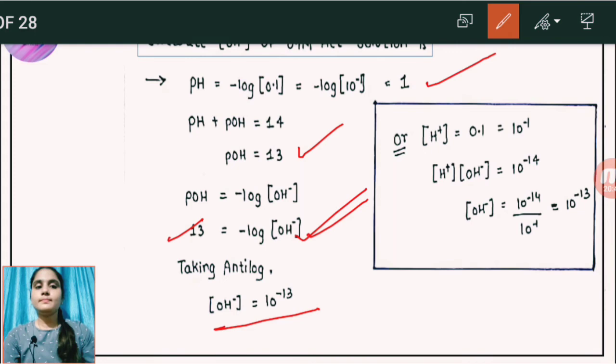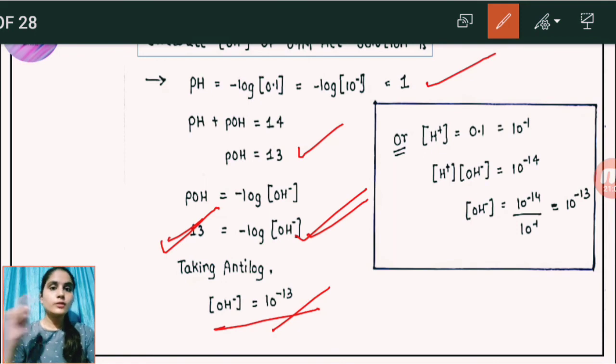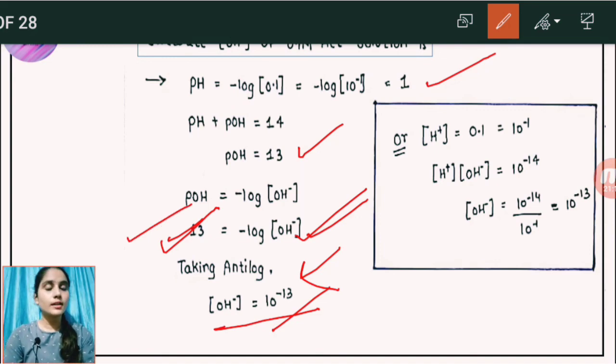As we know, antilog means, select any number. For example, you will have to find a number having a log of 13. Which number is having a log of 13? For example, I have taken here OH minus ion concentration as 10 raised to minus 13. When you calculate the logarithm of 10 raised to minus 13, you will get the answer 13. As we have calculated till now, it is a simple antilogarithm formula. So we have estimated the concentration as 10 raised to minus 13.